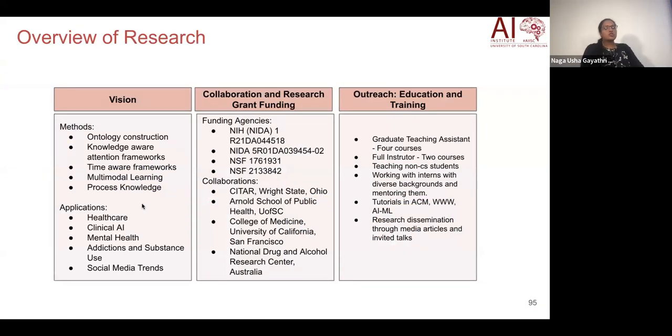So this is the overview of the research methods we have employed and application areas and the funding agencies. I'm grateful to the funding agencies which have funded my work here, and collaborations with interdisciplinary teams like SITA at Wright State University, and also Aging Brain cohort for the main concept analysis and MCI prediction work at Arnold School of Public Health.